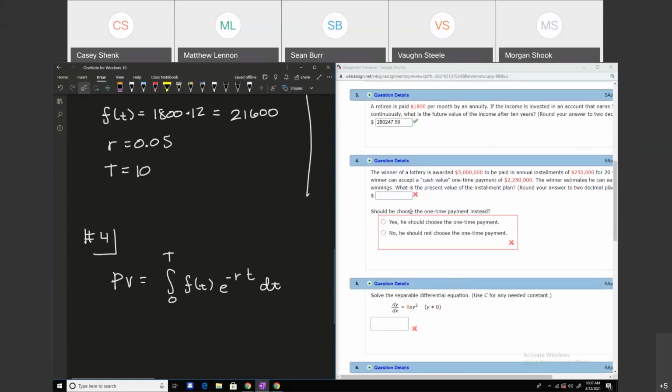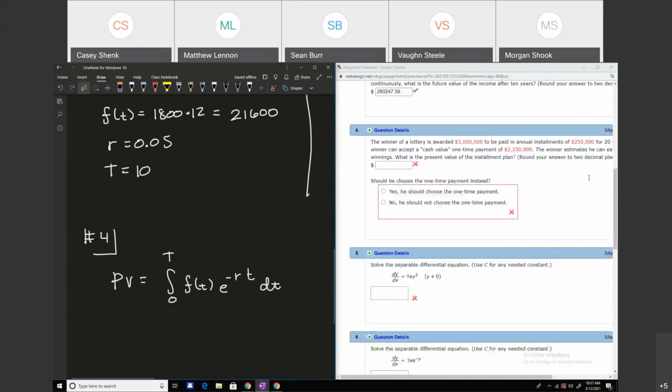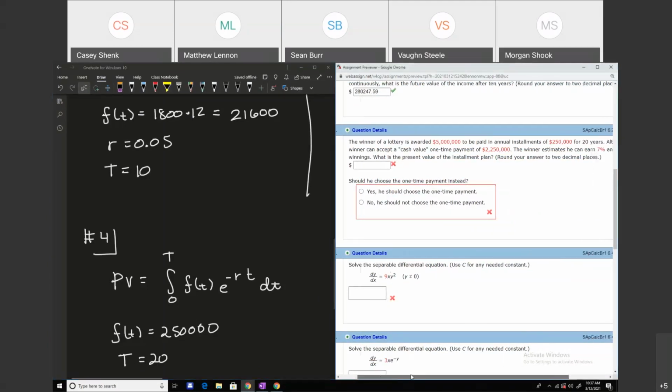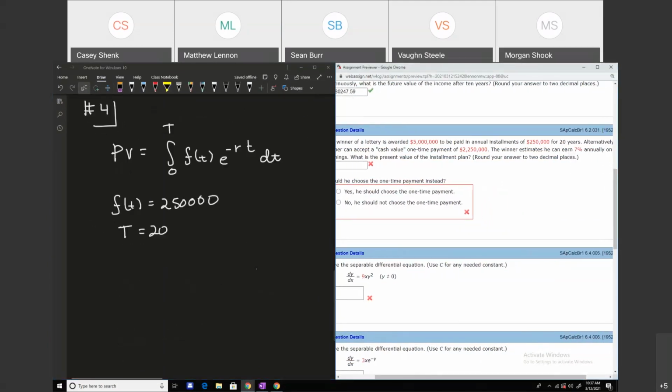So it says the winner of a $5 million lottery is paid in annual installments of $250,000 for 20 years. So I suppose that means your f of t is 250,000. And your capital T is 20. The winner estimates he can earn, so this is going to be our little r, 7% annually if you invest it. So r is 0.07.